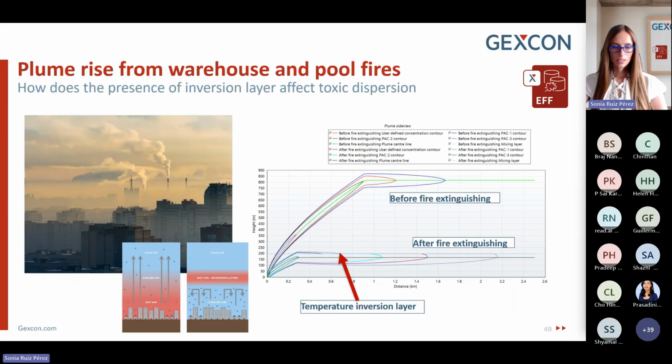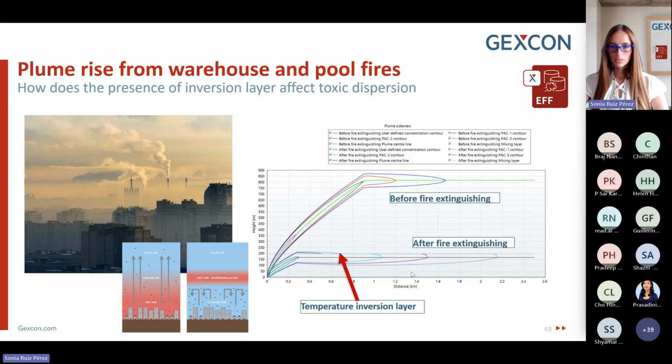We also have a model for plume rise from warehouse and pool fires. These hot smoke plumes rise up into the atmosphere, but their dispersion might be affected by the presence of a temperature inversion layer. If the plume has enough heat momentum to penetrate the mixing layer, it will move upwards and avoid exposure at ground level. So from this simulation, you see that before extinguishing the fire, we have a very strong plume penetrating this mixing layer height. So there will be no toxic exposure at ground level.